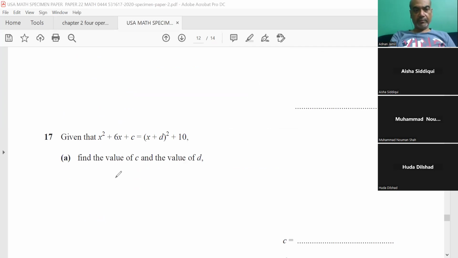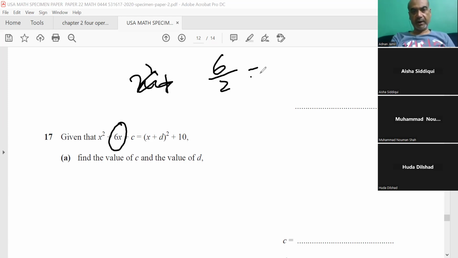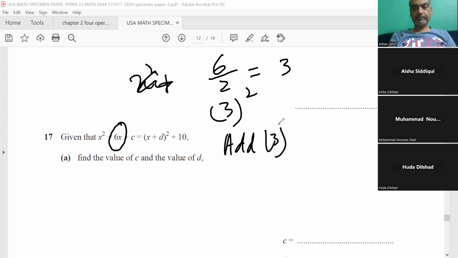And what do we do? We have done this. This is in your copy with the heading of completed square form. We take the coefficient of the middle term. The coefficient of the middle term is 6. We always take half of it, which is 3. Then we square this term. Add 3 square and subtract 3 square.